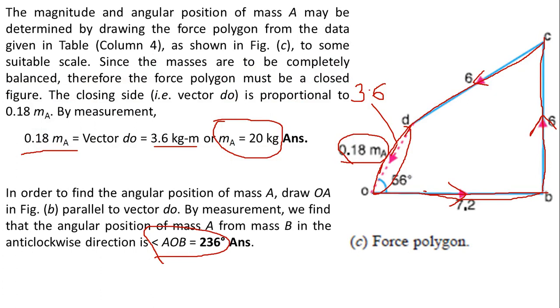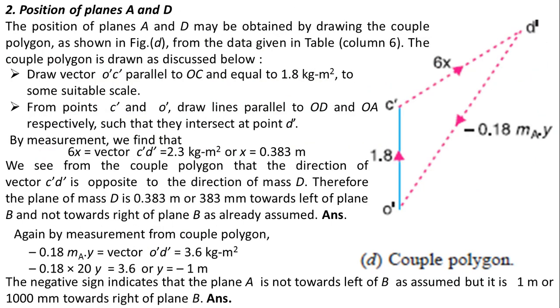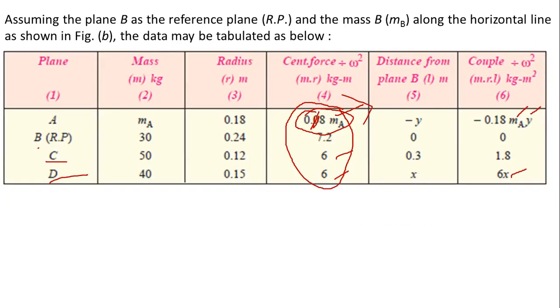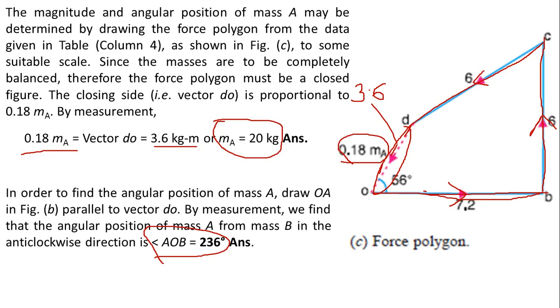Okay. The first thing can be calculated now based on this angle AOB. Next, the planes for A and D, the position of planes. For that you have to use the couple polygon. So let us start with the couple polygon now. When you know the value of MA, substitute the value of MA. Anyway it will be unknown because Y is also not known and X also not known. So let us solve with the known things.